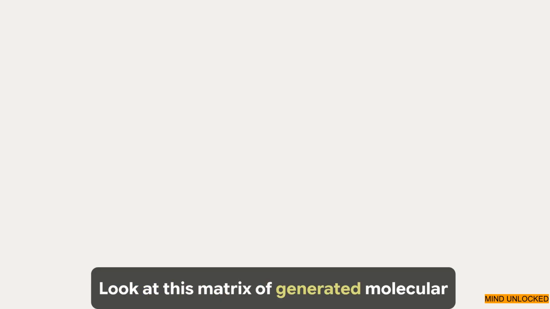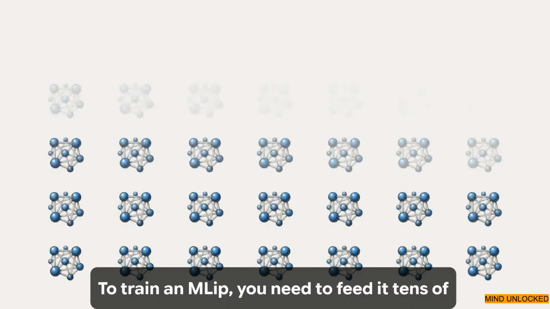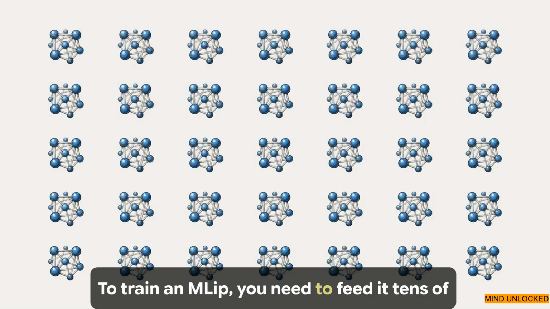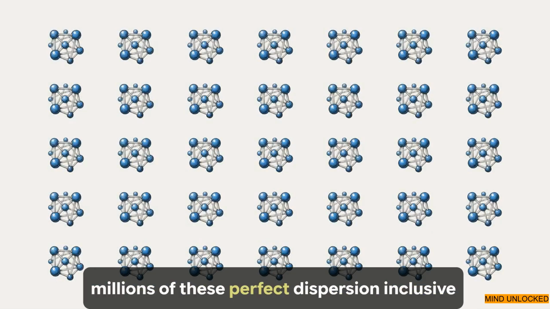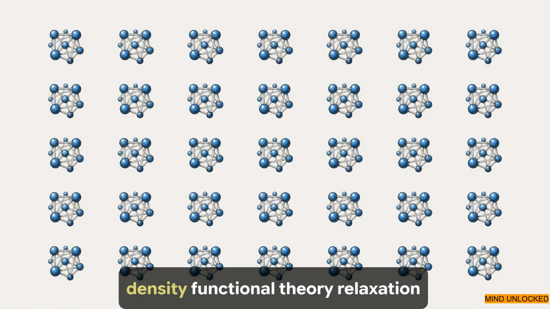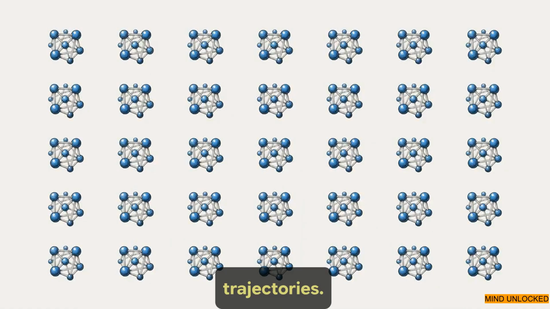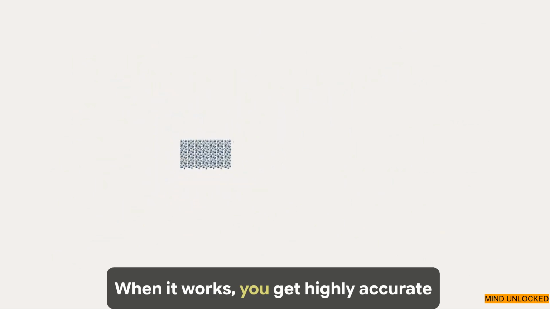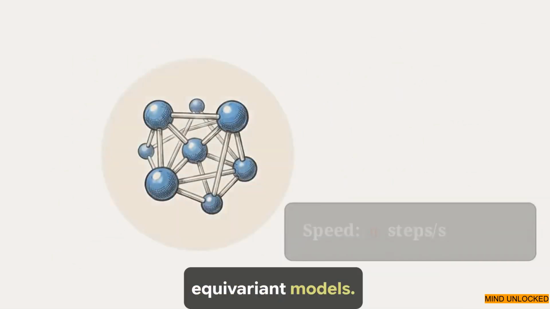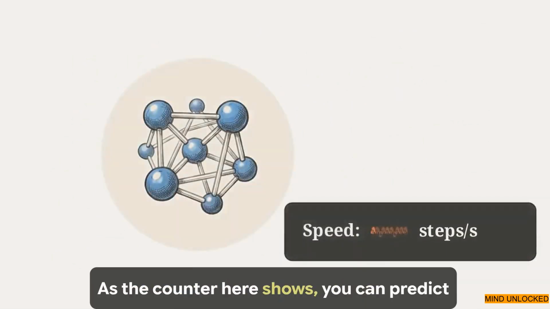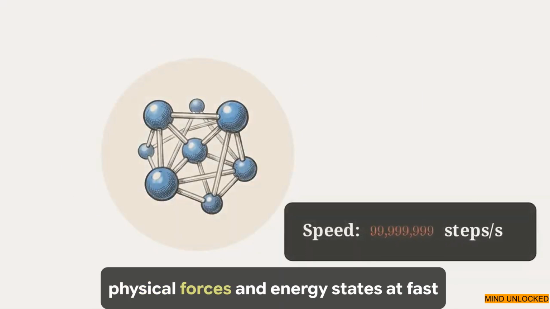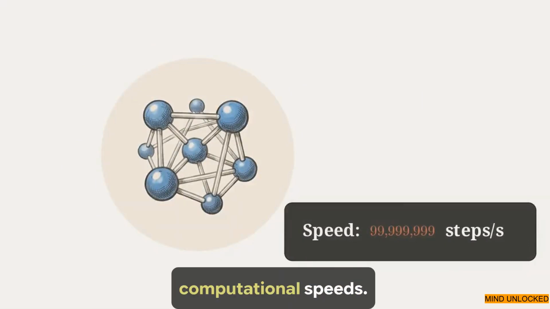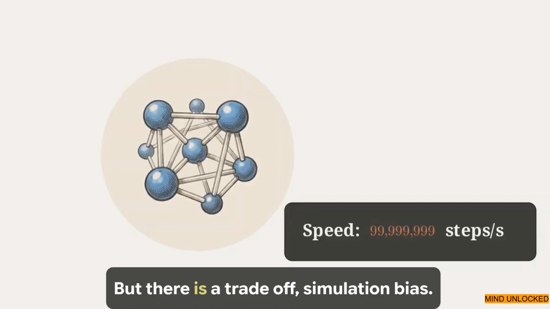Look at this matrix of generated molecular lattices. To train an MLIP, you need to feed it tens of millions of these perfect, dispersion-inclusive, density functional theory relaxation trajectories. When it works, you get highly accurate, equivariant models. As the counter here shows, you can predict physical forces and energy states at fast computational speeds. But there is a trade-off: simulation bias.